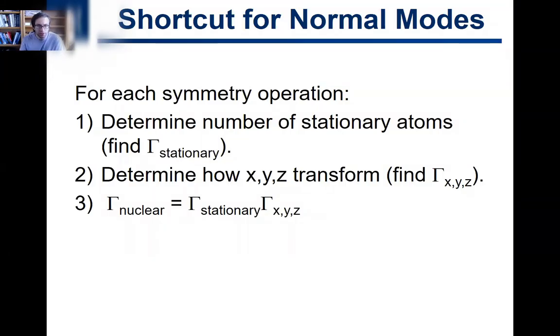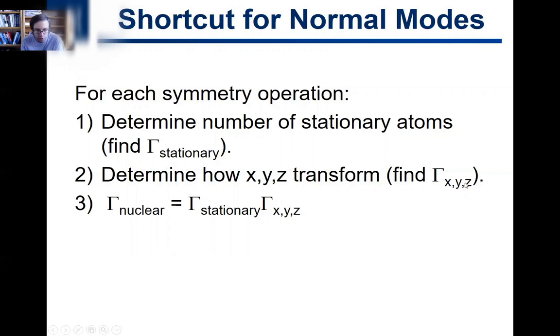So what you want to do when you're solving these problems is do the following shortcut, okay? For each symmetry operation, first, determine the number of stationary atoms. The reason why you want to do this is because the stationary atoms are the only atoms where you will have a non-zero value along the main diagonal of the transformation matrix. So we're going to call that gamma stationary, a representation that has to do with the stationary atoms for each symmetry element. Then you're going to determine how X, Y, and Z transform, because after all, that's what you care about for each of these atoms.